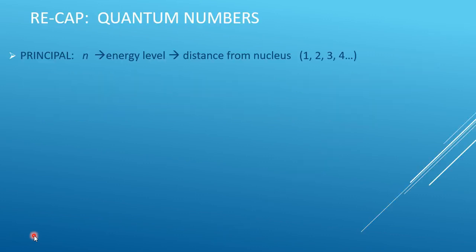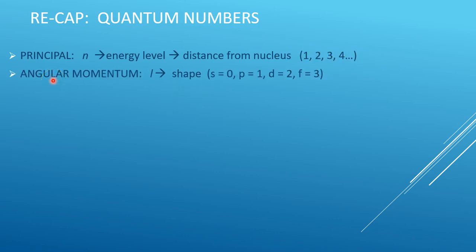Let's recap the quantum numbers. There are 4 quantum numbers. The principal is the first one. The principal quantum number, represented with n, represents the energy level or the distance from the nucleus. The possible values are 1, 2, 3, 4 to infinity.